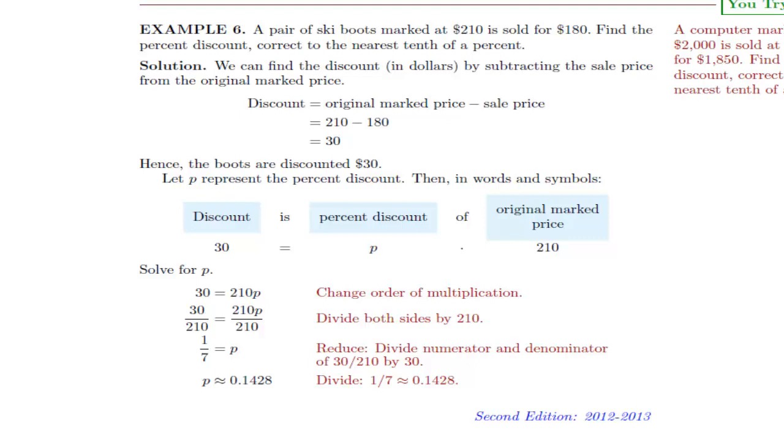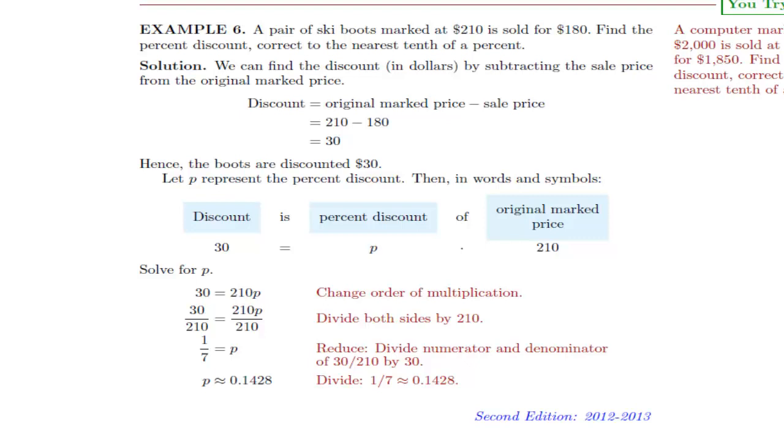Let P represent the percent discount. Then in words and symbols, discount of 30 is equal to the percent discount P times the original mark price of $210. Solve for P. Change the order of multiplication to get 30 equals 210 times P. Then divide both sides by 210 to get P by itself. On the right, 210 times P divided by 210 is P. And on the left, 30 over 210 reduces to 1 over 7 if we divide numerator and denominator by 30.